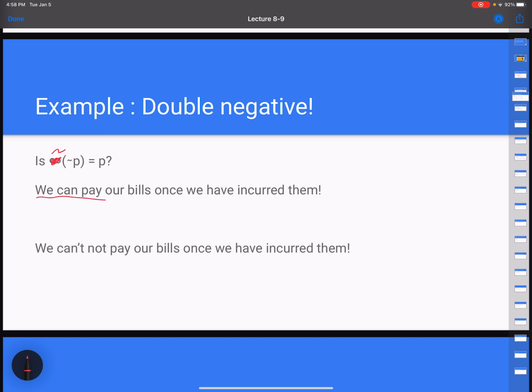We can pay our bills once we have incurred them. Is that the same thing as we can't not pay our bills once we have incurred them? And the answer is yes. It's the same as how a negative -5, if we go back to math for a second, negative -5 is just going to be equal to 5.